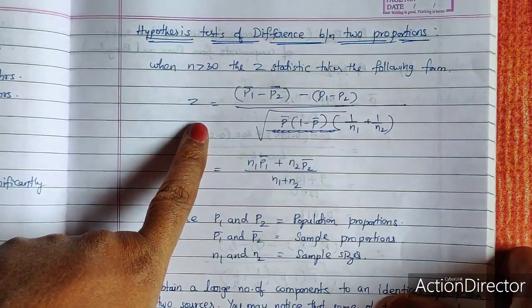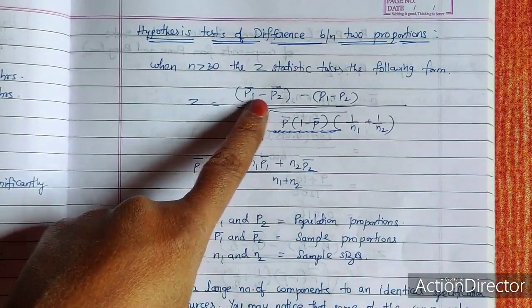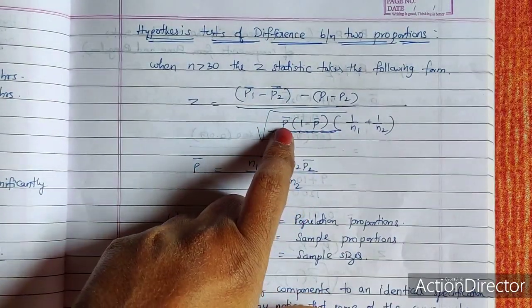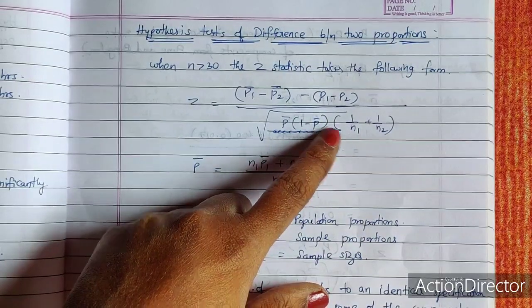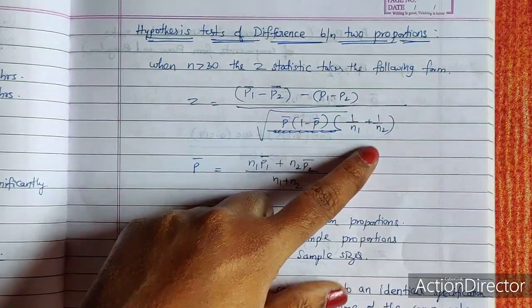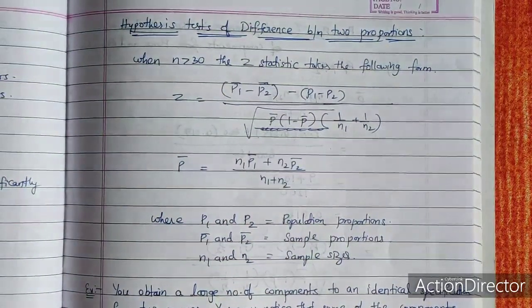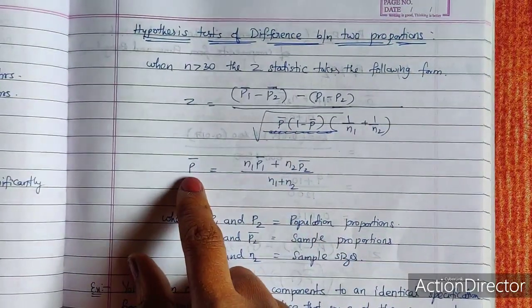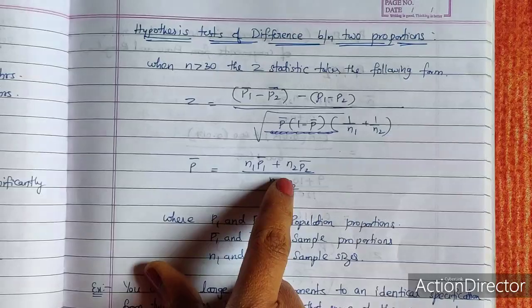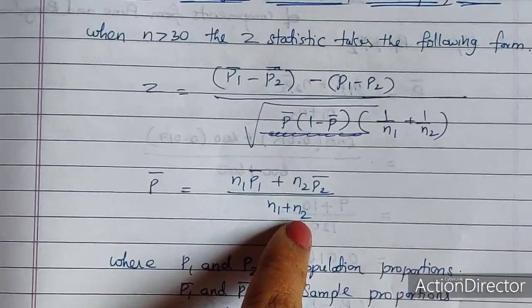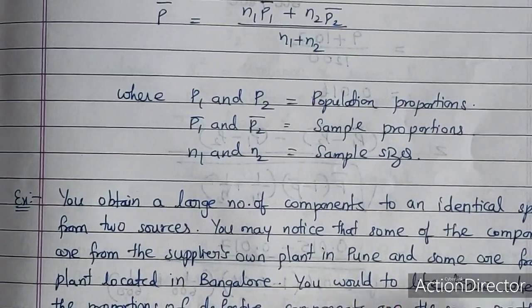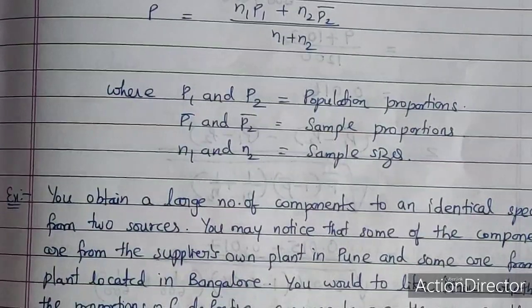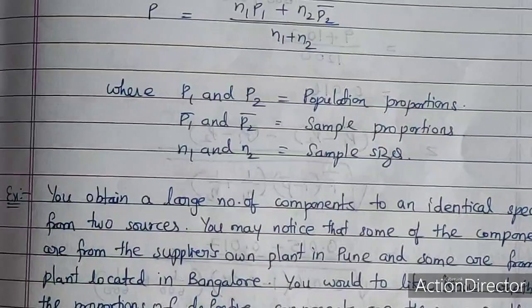For the proportions we will use this formula: z equals P1 bar minus P2 bar minus (P1 minus P2), divided by the square root of P bar into (1 minus P bar) into (1 by N1 plus 1 by N2). Here P bar is calculated as (N1 P1 bar plus N2 P2 bar) divided by (N1 plus N2). P1 and P2 represent population parameters, P1 bar and P2 bar represent sample proportions, and N1 and N2 represent the sample sizes.